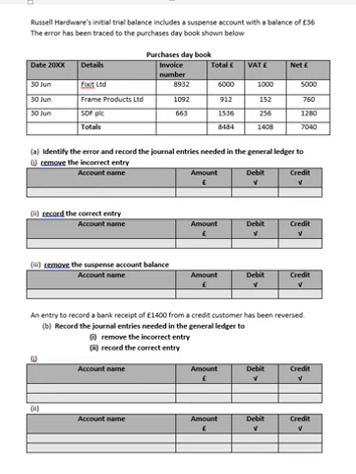Okay, in this video what we're going to look at is a Task 8 type question from the Association of Accounting Technicians Bookkeeping Controls Assessments. So we're given here, we're using Russell hardware. It says here their initial trial balance includes a suspense account with a balance of £36. The error has been traced to the purchases daybook shown below. So the first thing we have to do is work out what is wrong.